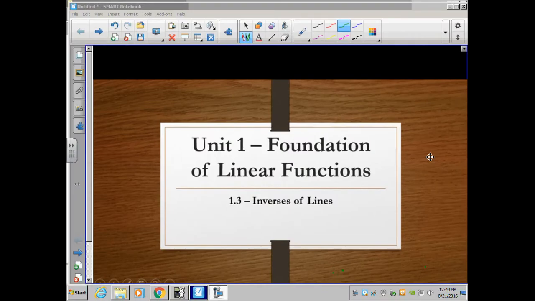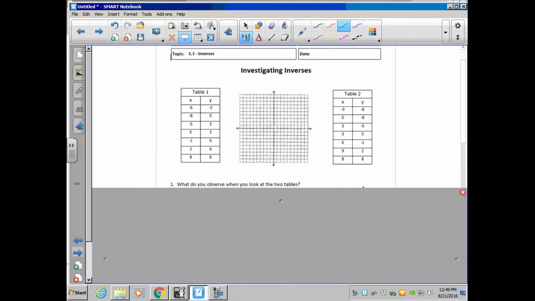Today we're looking at inverses of lines. We're going to start by investigating inverses. So let's take a look at what they look like when you graph them.